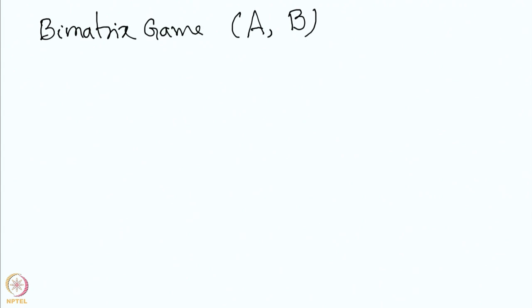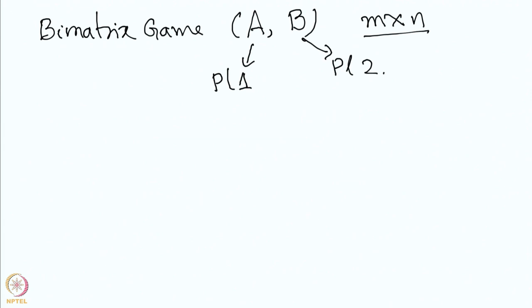where A is the payoff matrix corresponding to player 1, B corresponds to player 2, and of course these are m by n matrices. Okay. So, let me recall the pure strategies here. Pure strategies are basically, for player 1, exactly the rows. So, player 1 is going to choose one of the rows, that is his pure strategies, and similarly choosing a column is a pure strategy for player 2.